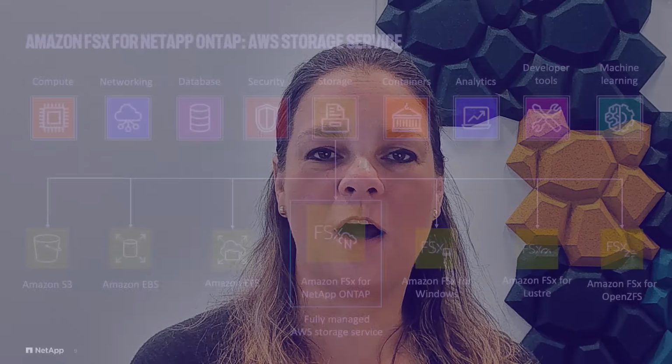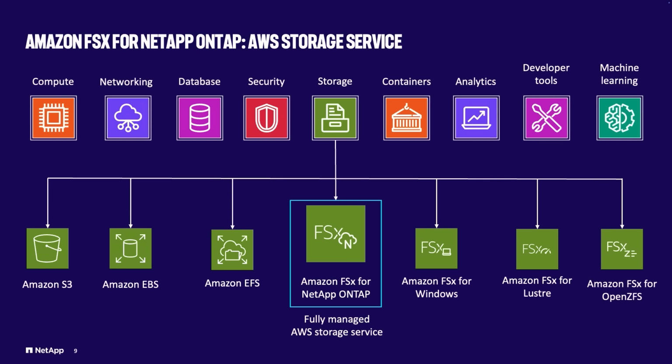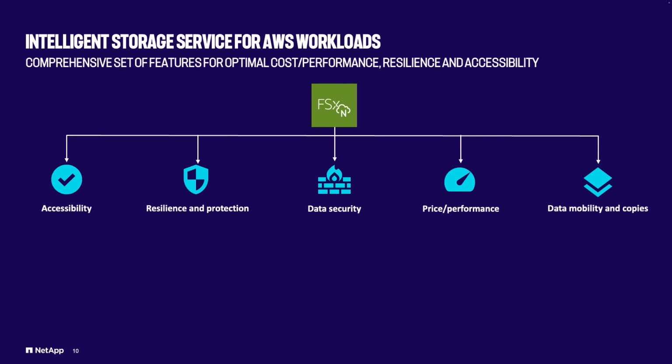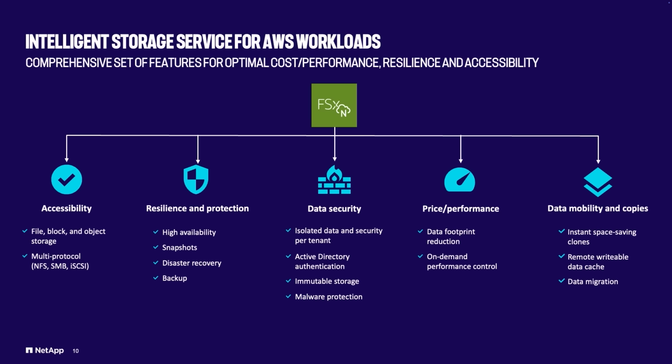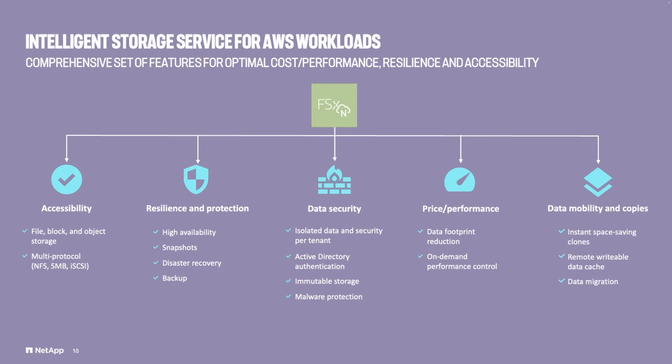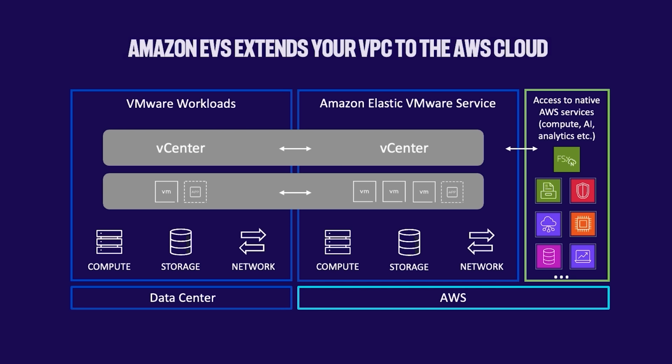Amazon FSx for NetApp ONTAP is an AWS fully managed storage service powered by NetApp's technology. It provides intelligent storage for business-critical workloads through a comprehensive and flexible set of storage features. Amazon EBS is essentially an extension of your on-premises VMware environment to the AWS cloud, using the same tools and the same workflows while accessing AWS native services. When paired with FSx for ONTAP and NetApp Disaster Recovery, you get fast, automated DR.